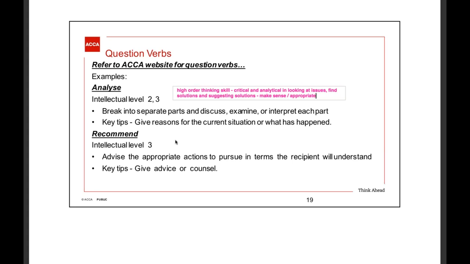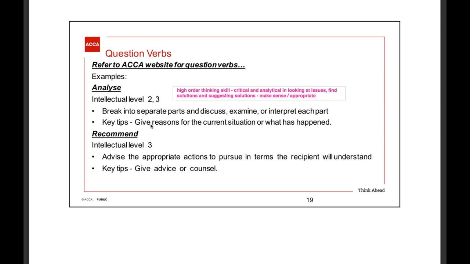And the next part would be recommend. And when it comes to recommending, okay, if you notice, it's an intellectual level of 3. So basically, the higher order thinking skill is at the highest level. So whatever you are recommending, it should be something that is appropriate for that particular company or organization, something that suits them, all right, and recommendations that make sense as well. All right, so basically that's this particular higher order thinking skill, and it actually lies under the action verb of recommend. So you are supposed to be giving advice, or you're supposed to counsel.